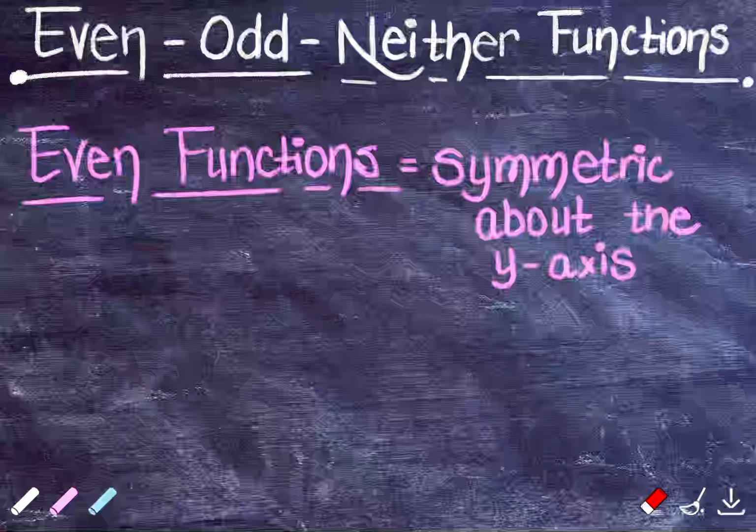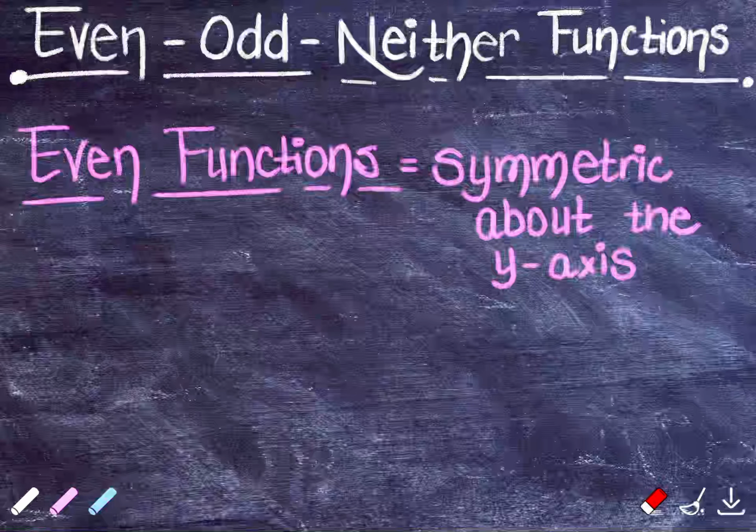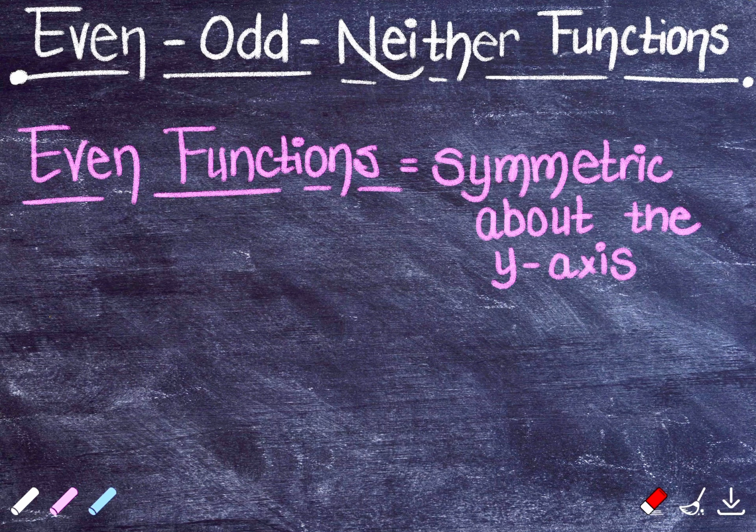In this video, we are going to talk about even, odd, or neither functions. This is a way in which we categorize functions. The basic three types are even functions, odd functions, or if they are not even or odd, they can be called neither. So even functions, the definition is listed here: even functions are symmetric about the y-axis.